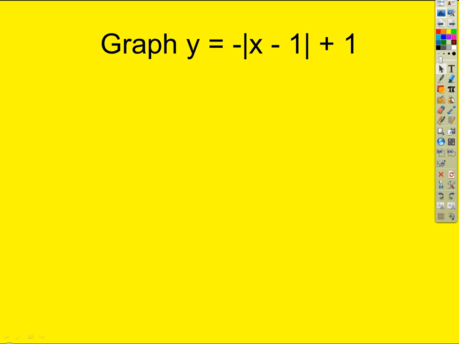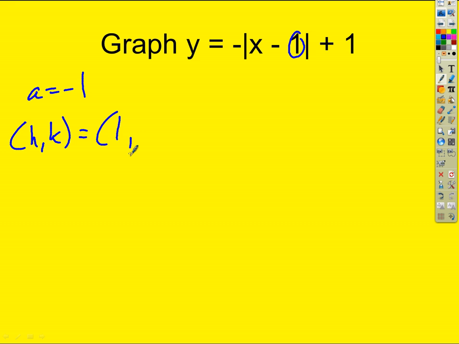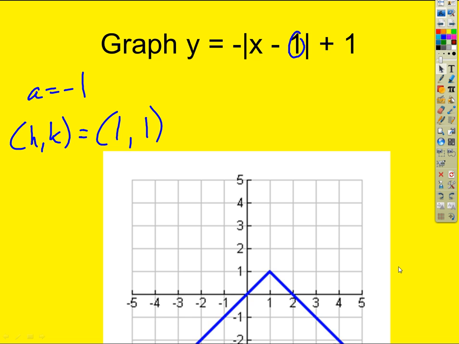All right, first of all, what are the values of A and H and K? So let's start with A. What's A? -1. Okay, what is the vertex H, K? 1 and 1. Okay, this is the tricky part. H is not -1, it's 1, right? Because 1 is the number that's being subtracted from X. So it's 1, 1. Okay, so then doesn't that mean that this is what the graph looks like?